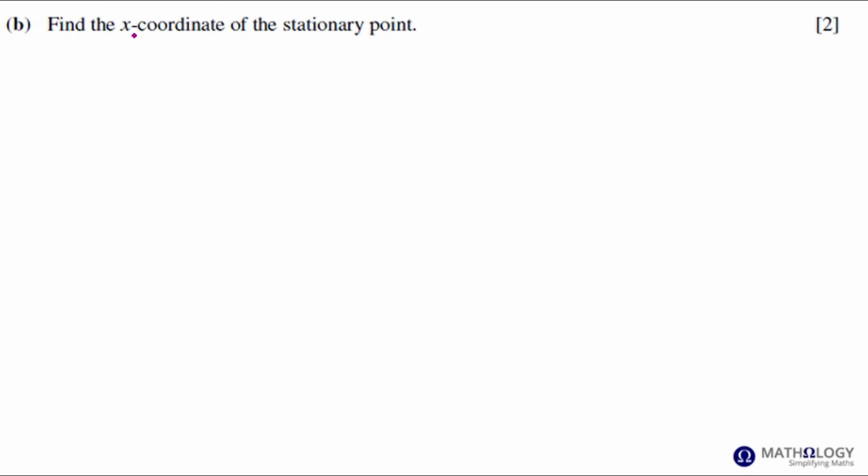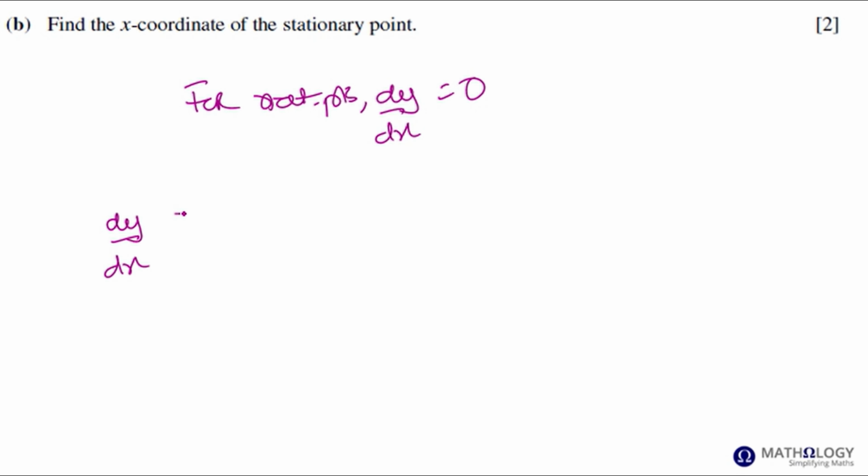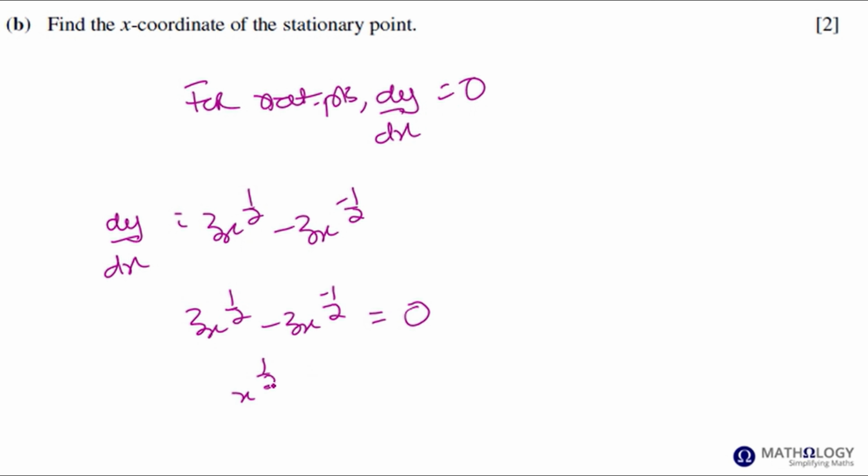We're now required to find the x-coordinate of the stationary point. So, firstly, for stationary points, the gradient function equals 0, dy/dx equals 0. dy/dx equals 3x to the half minus 3x to the minus a half. So for stationary points, 3x to the half minus 3x to the minus a half equals 0. We can divide through by 3 because it's not 0. x to the half minus x to the minus a half equals 0.